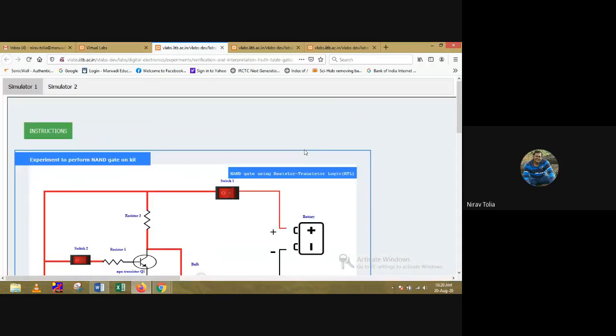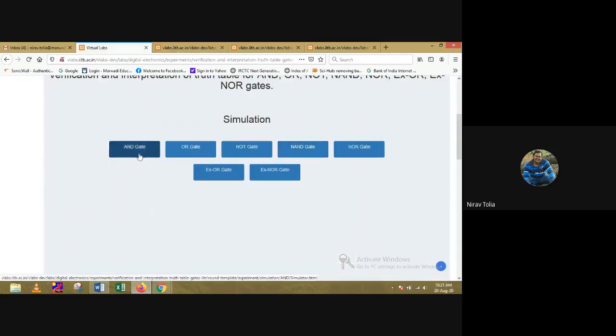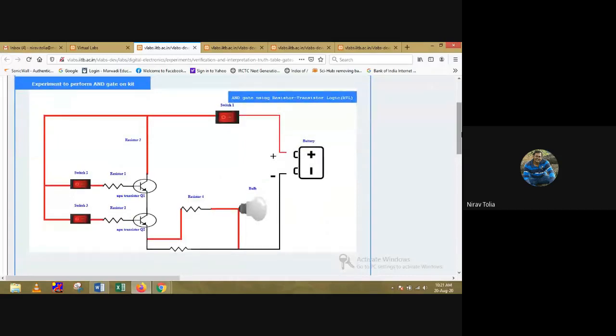Now going to the NAND gate. Again, the NAND gate is made by the RTL logic, which is resistor transistor logic. But now there is a change in the circuit. Suppose first I will show you the AND gate. You can easily visualize the output of the AND gate is connected after Q2. If you want to reverse the output and make a NAND gate, what you have to do is connect the output before Q1. All the other things are the same.